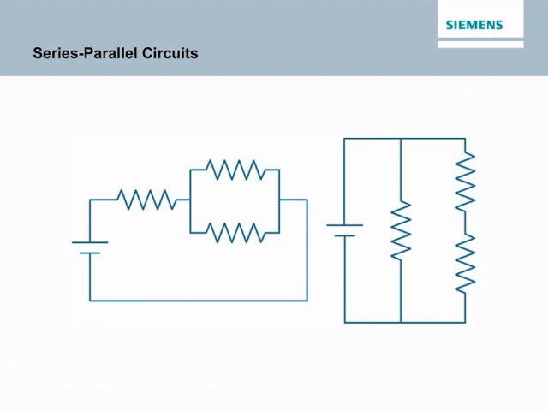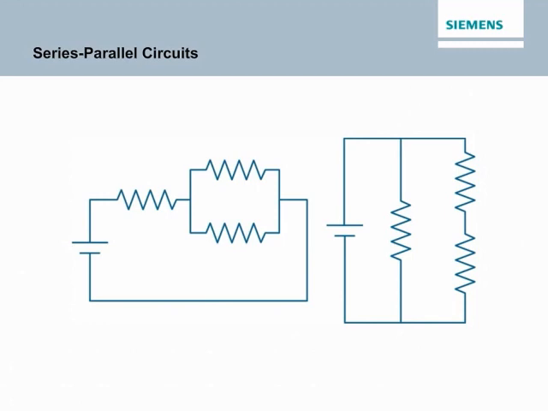Series parallel circuits are also known as compound circuits. At least 3 resistors are required to form a series parallel circuit. The accompanying illustration shows the 2 simplest series parallel circuits. The circuit on the left has 2 parallel resistors in series with another resistor. The circuit on the right has 2 series resistors in parallel with another resistor.